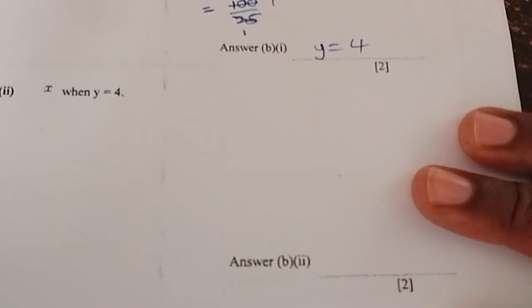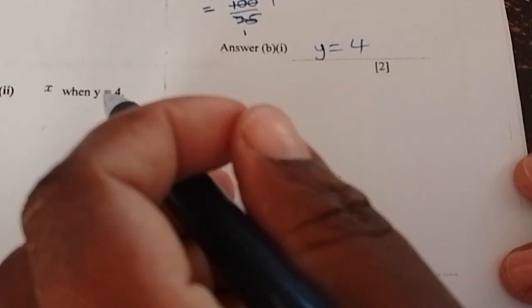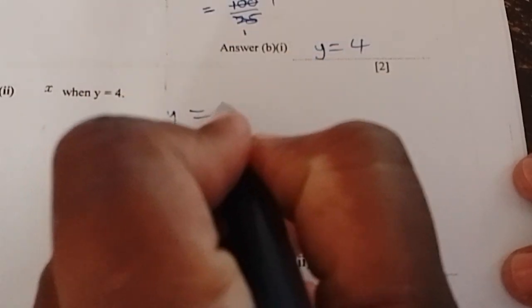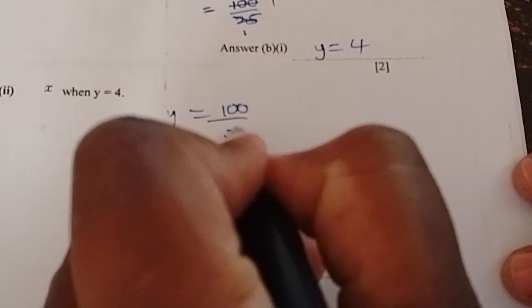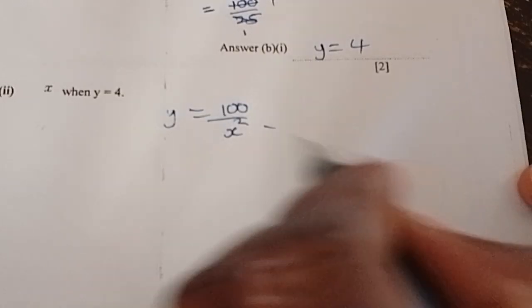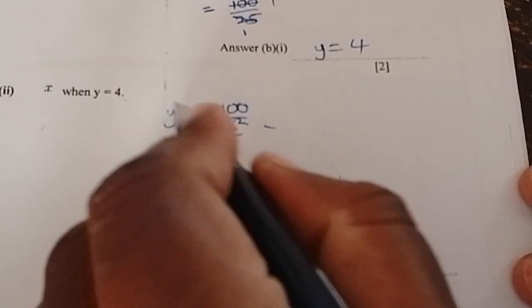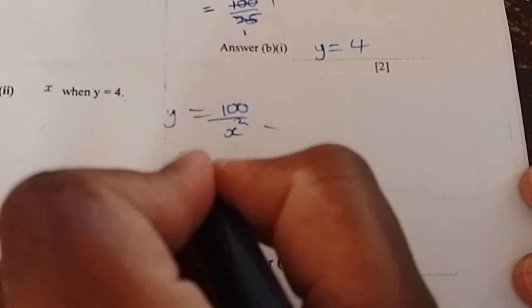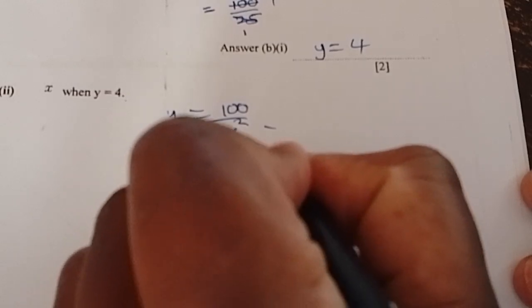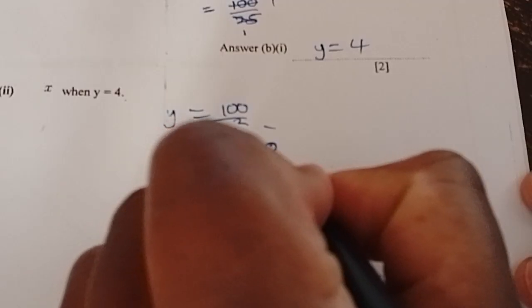Then part B, find x when y is equal to 4. We are going to use that same relationship again, right? To find x when y is equal to 4, we are going to use the relationship y is equal to 100 over x squared again. So when y is 4, we are going to substitute y with 4 there. So it's 4 is equal to 100 over x squared.